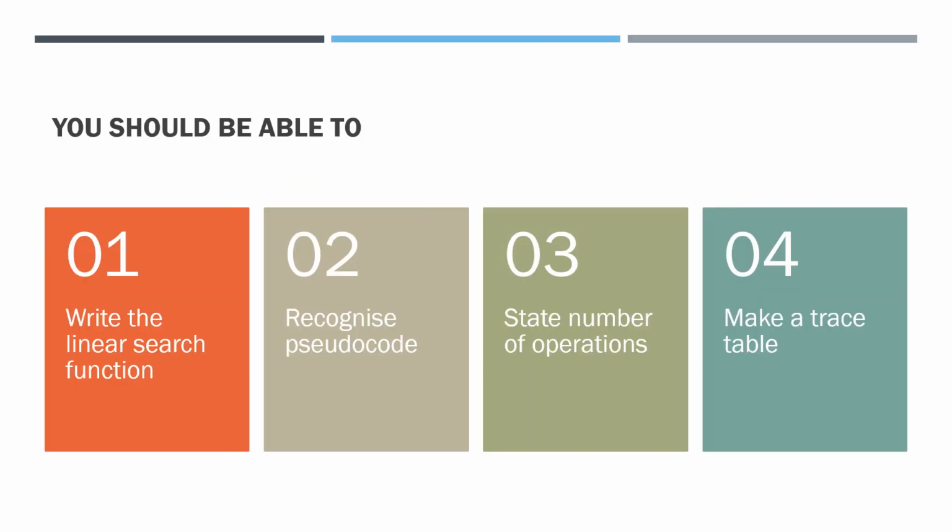So if you've done all of the things that I've set in this lesson, you should be able to write linear search as a function. You should be able to recognize it in pseudocode, state the number of operations, which is n, and make a trace table to show how it would find an item in a list or array.